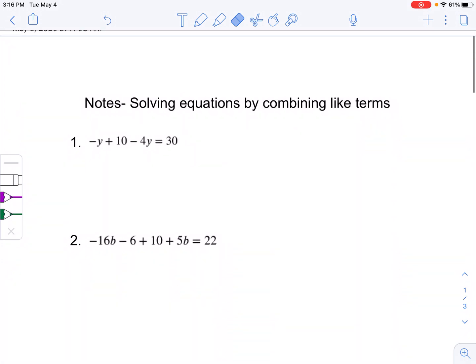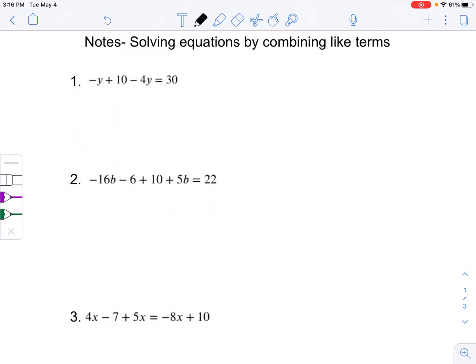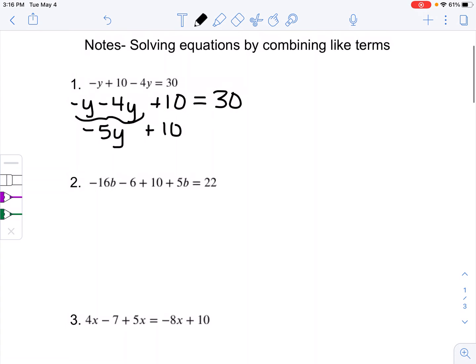Okay, today I'm going to go over solving equations by combining like terms. So on number one, the first thing we want to do is get our y's together. So I'm going to just regroup this in order so my y's are together. And then I'm going to combine my like terms. So negative y minus 4y would be negative 5y plus 10 equals 30.